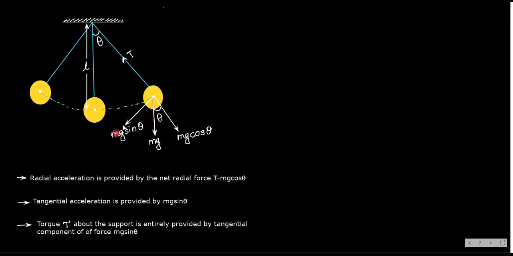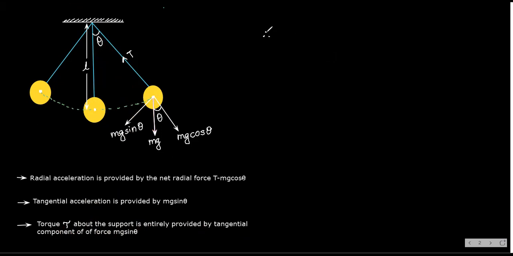That's why this component will always try to bring this bob towards its mean position. It means this component is responsible to reduce the angular displacement. So it will bring it near, and when it is bringing near, this angular displacement decreases. And now let's find out torque tau about the support. It is entirely provided by which component? Tangential component, that is mg sine theta.